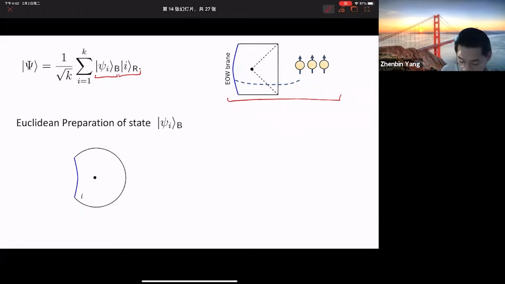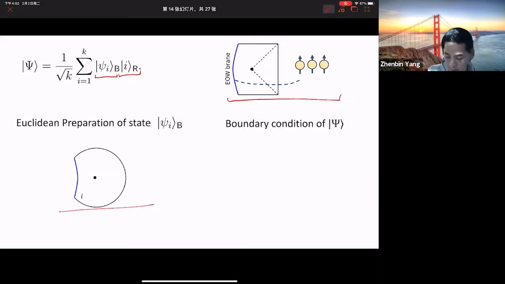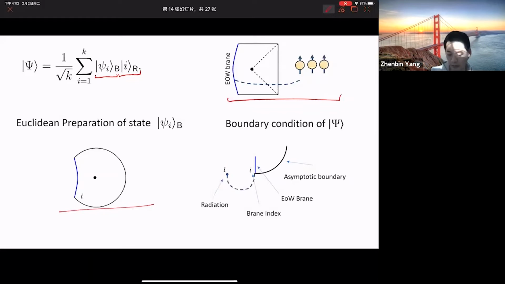In particular, it has a Euclidean preparation drawn on the left-hand side. In terms of the boundary description, this state has a single asymptotic boundary, and then ends on an end-of-the-world brane with brane index I, which labels orthogonal states living on the brane, and then it's entangled with the radiation.